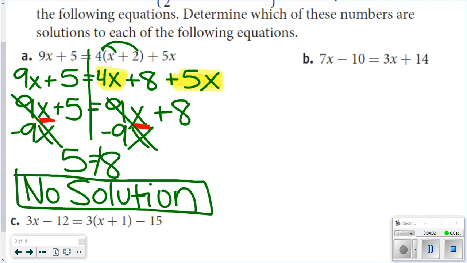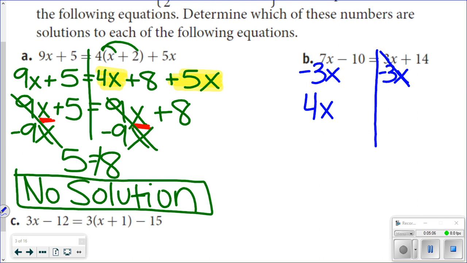Question B. My x terms are different, my constants are different. This looks like what we've been doing in lesson 2.1, 2.2, and 2.3 that you've already taken a quiz on. So let's just solve this equation for x. So I'm going to subtract 3x because that's the opposite operation. Whatever we do to one side, we must do to the other. So 7 minus 3 is 4x minus 10 equals 14.